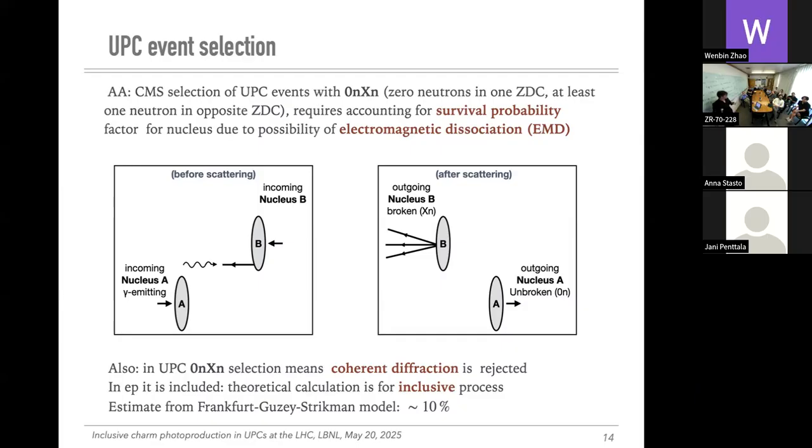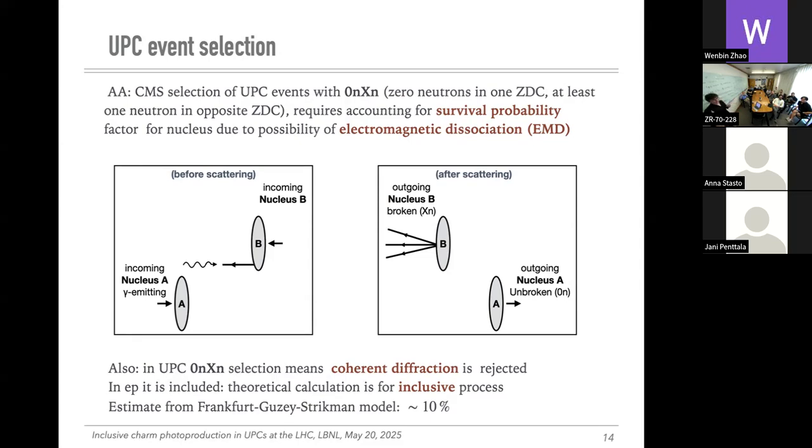So now there are two problems here. One is that this is unbroken, but it still can be broken if there are additional interactions. So one needs to account for this survival probability due to electromagnetic dissociation, some soft interactions. And then the other thing is that this means that some coherent diffraction is rejected. In EP, it is included, and theoretical calculation is included.